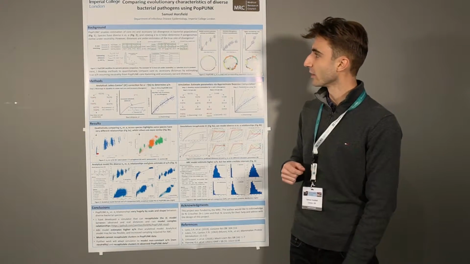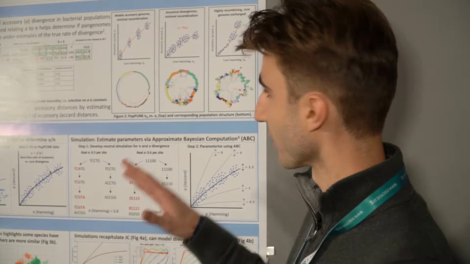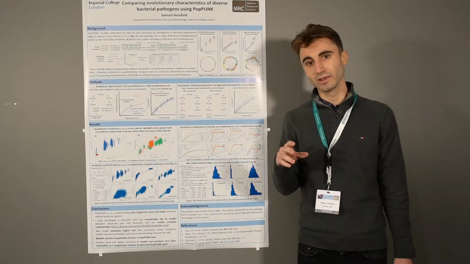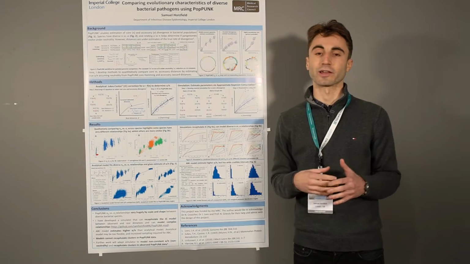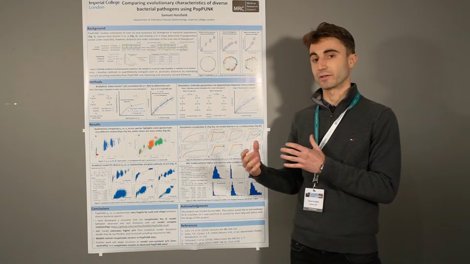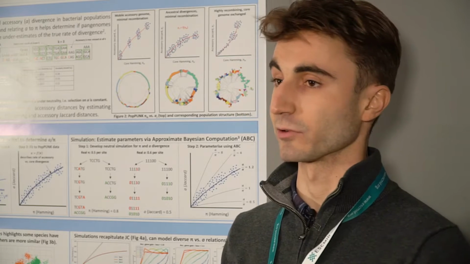comparisons of genomes. If you look at the relationship between the accessory and core genome divergence across different species, you can see that it's highly characteristic of different bacterial populations and species. And this is due to underlying characteristics in population structure, which is a product of evolutionary trajectory and epidemiological factors.